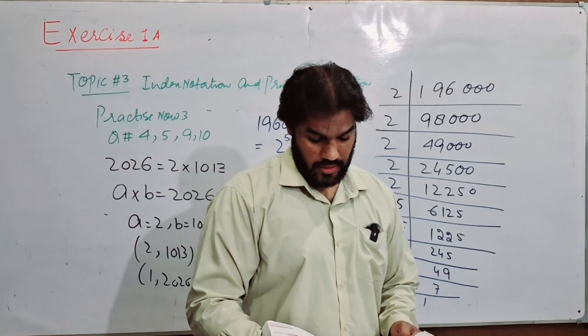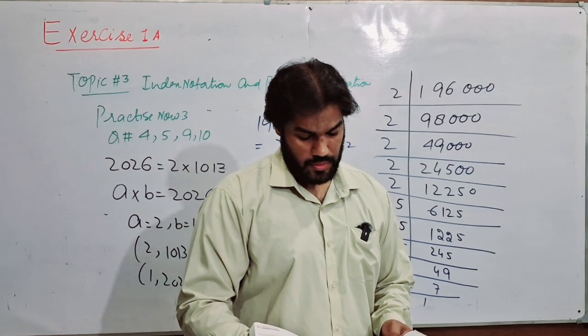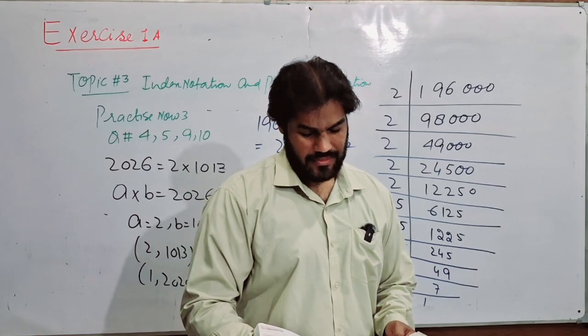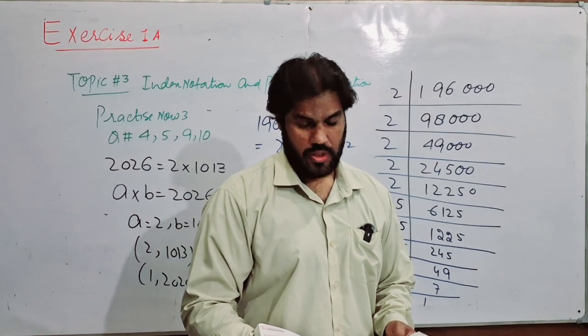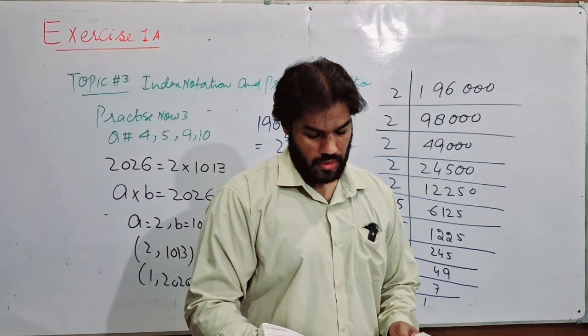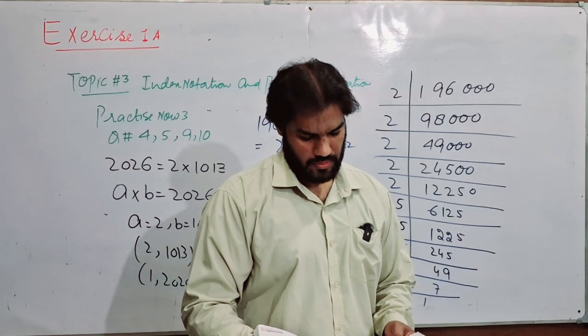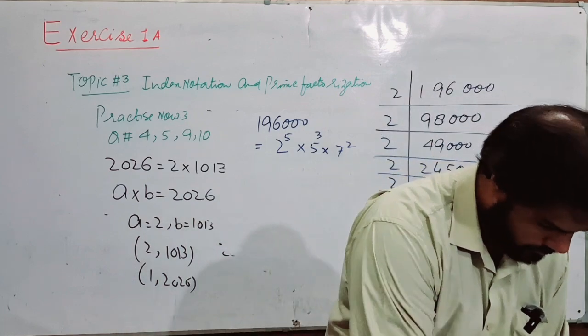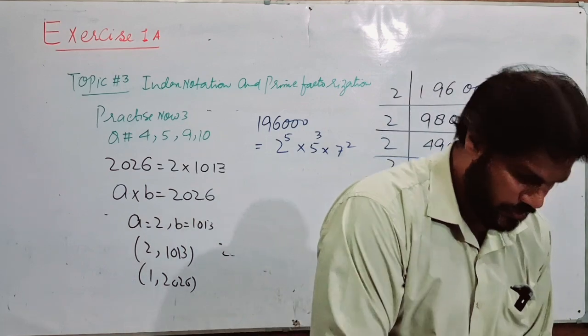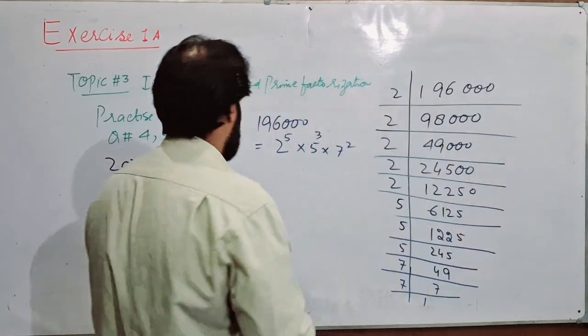Given that x and y are whole numbers such that x is less than y and x cross y is 2022, write down all the possible pairs. Okay, question number 10.